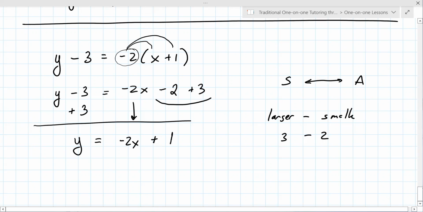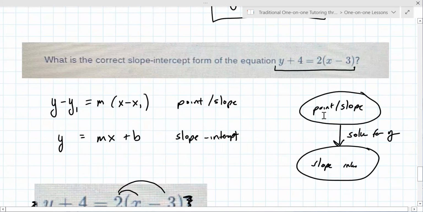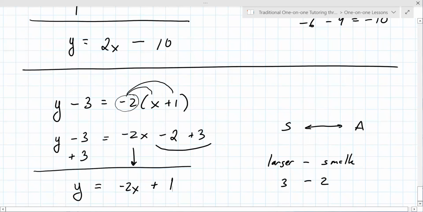Another analogy is made to money. Like you have $3 and you spend $2. How much money do you have left over? We can get to that also. But let's not lose track of what we're trying to do here, which is we're converting from point slope form to slope intercept form. And you do that by solving for y. And this is a fairly common test question that you're going to see. You're going to see this over and over again where you have to be able to do this.